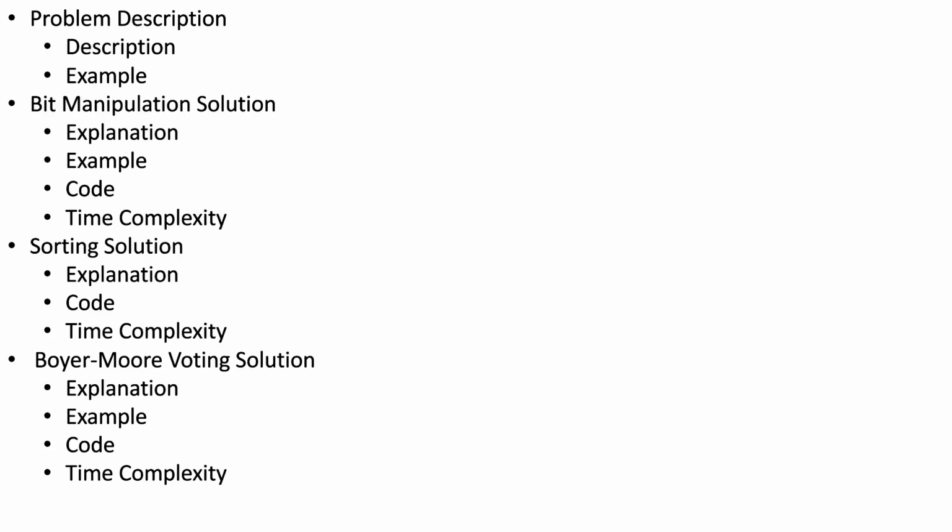We're going to look at the problem description and give an example. Then we're going to look at three solutions: the bit manipulation solution, the sorting solution, and the Boyer-Moore voting solution. For each solution, we're going to give an example, an explanation of the solution, give the code, and analyze the time complexity.